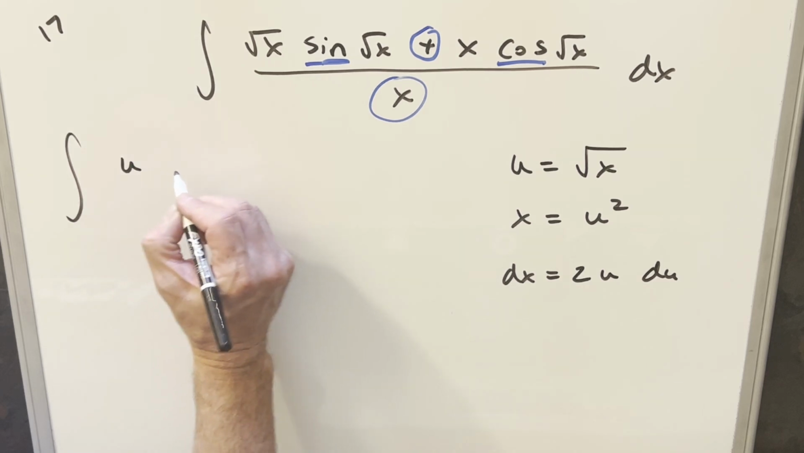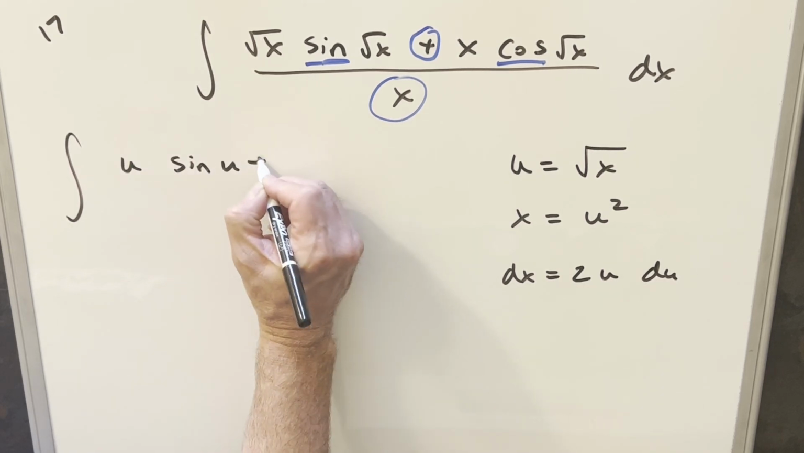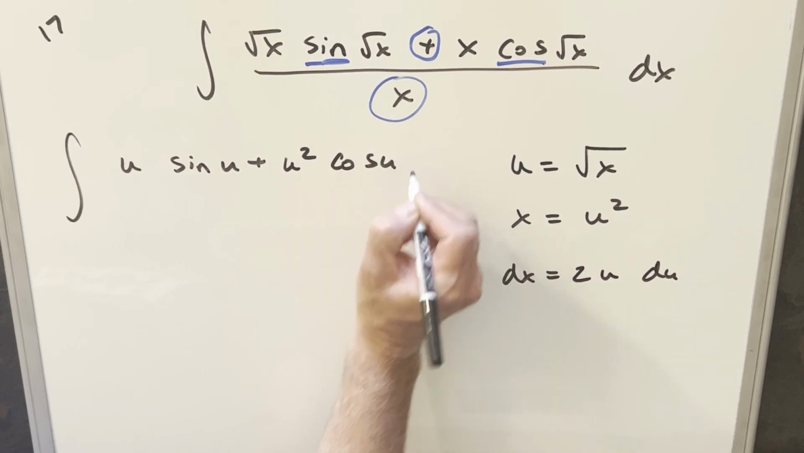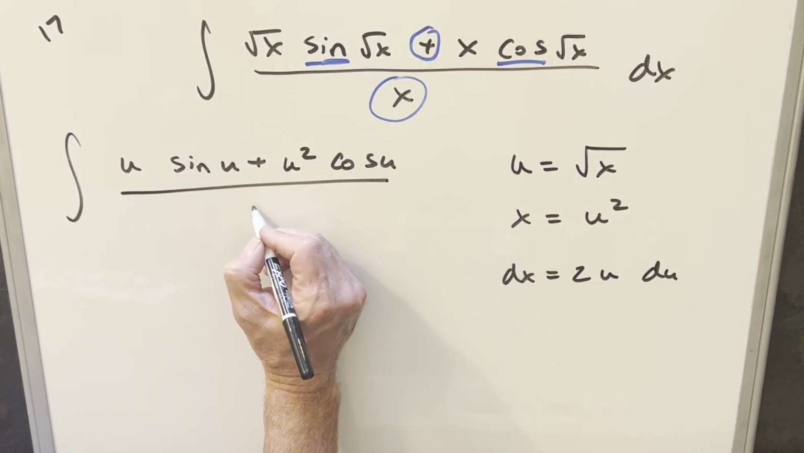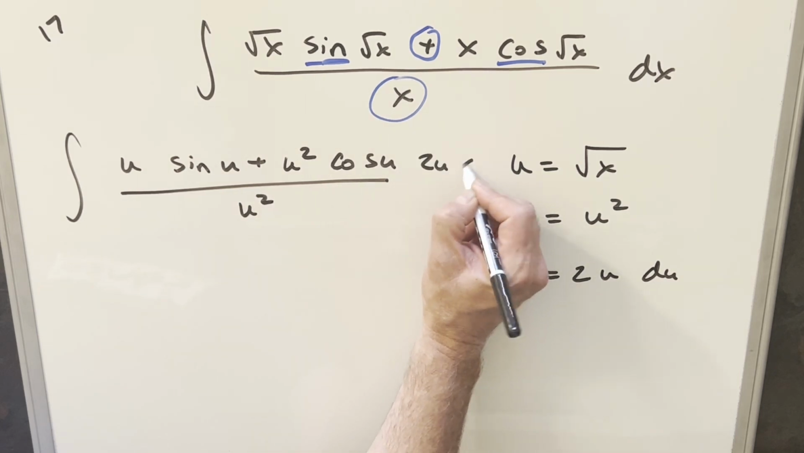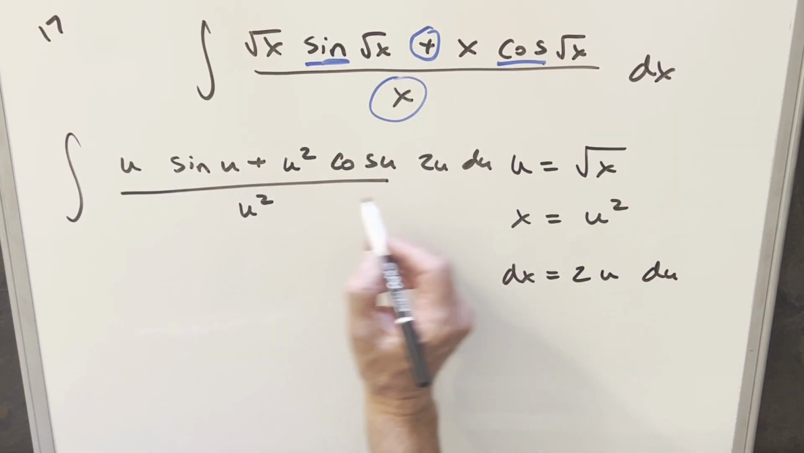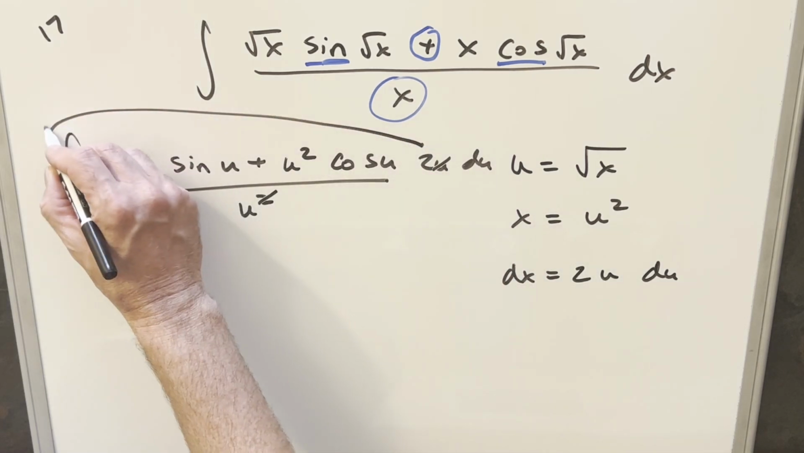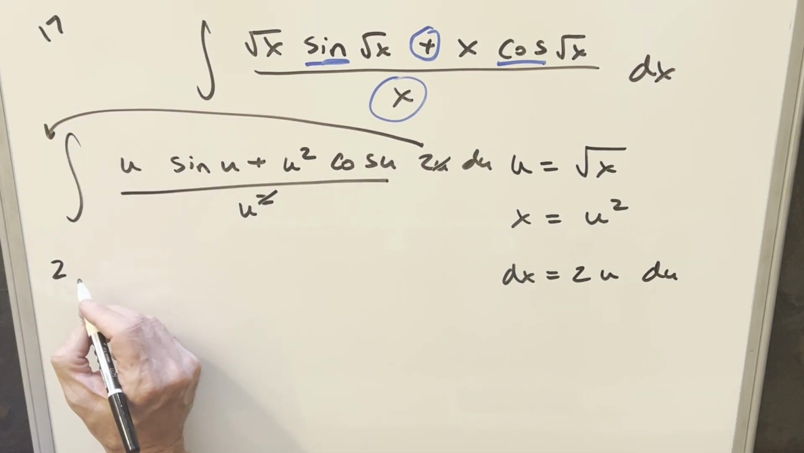So this is going to turn into u sine u plus, x is going to be u squared, so we're going to have u squared cosine u, all over, that again is going to be u squared, and our dx is going to be 2u du. Then let's cancel one u with one u here. I can take this 2 out front of the integral and rewrite this, so we're going to have 2.